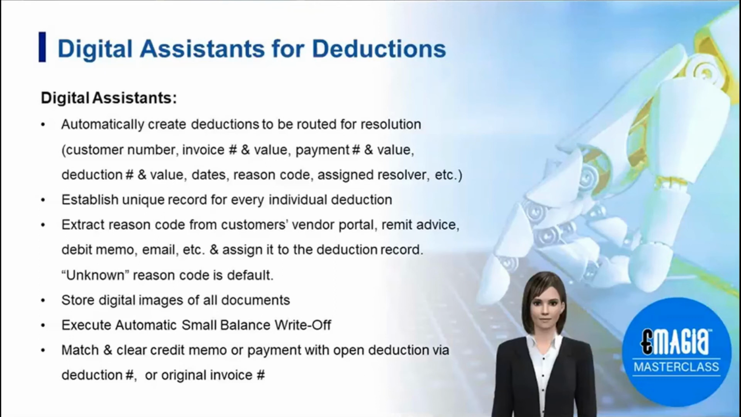Of course, store and convey all the digital images of the required documents, execute this small balance write-off, and then once the deduction is researched and resolved, and a decision is made that this deduction is valid and correct, we need to issue a credit memo. Once that credit memo is issued, the digital assistant will take the credit memo and the open deduction, match and clear it, and boom, you're done.